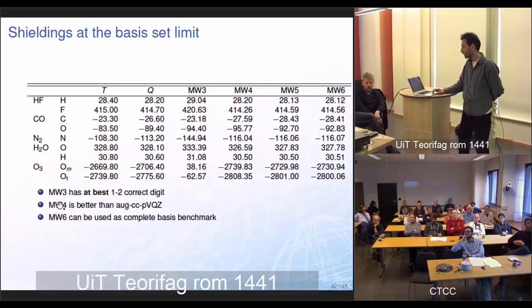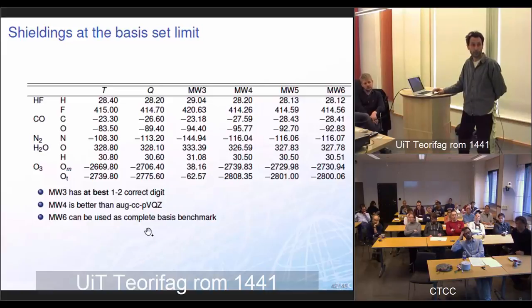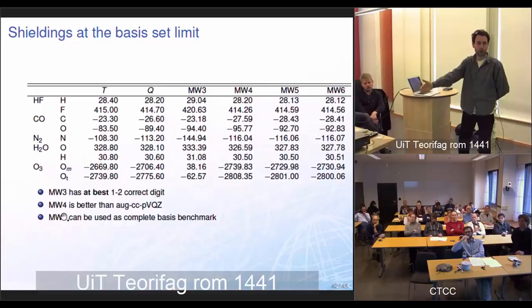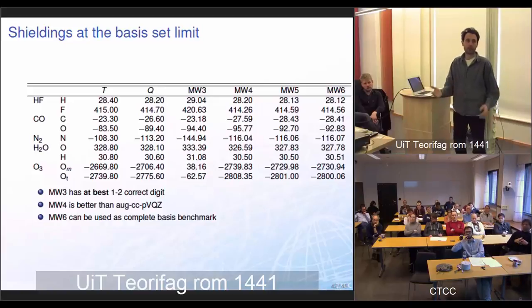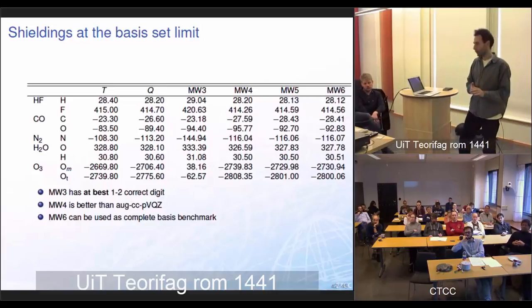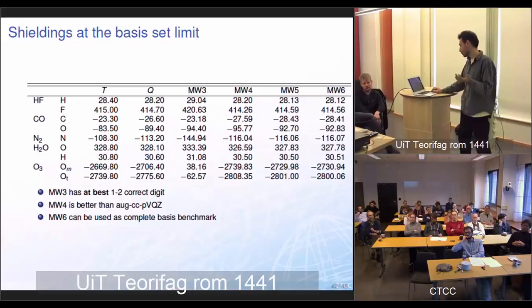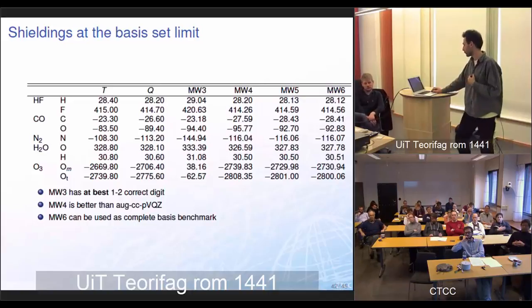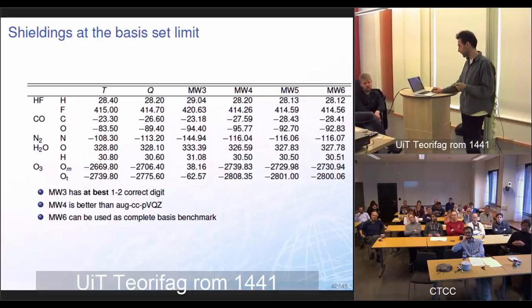But as soon as you go to 1 digit extra, to 10 to the minus 4, then you get better than quadruple zeta already. And MW6 means like 2 extra digits from that. That is now something we can trust as a benchmark. So we can use that number as a benchmark for both the Gaussian type orbitals, but also lower precision in the multiwavelet. So how many digits the others are giving us.